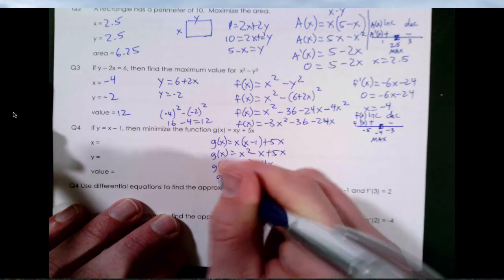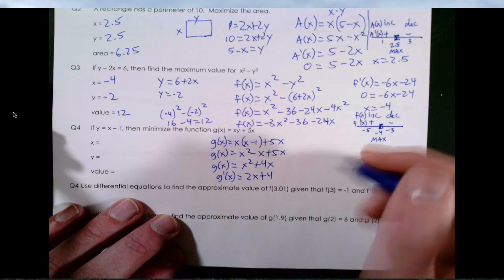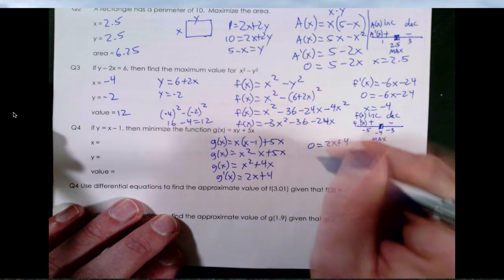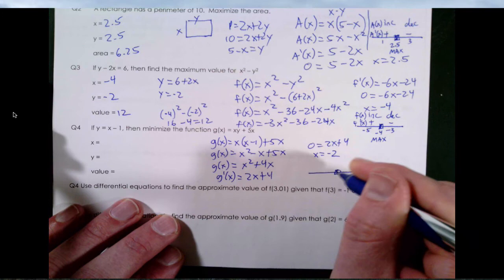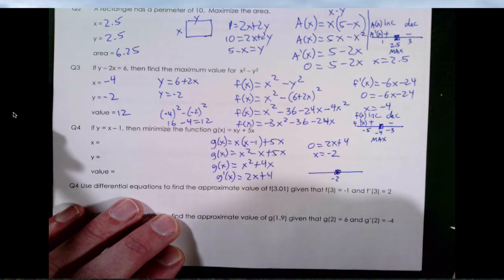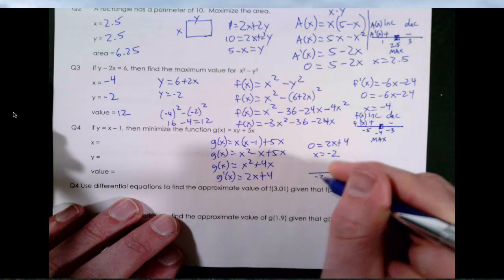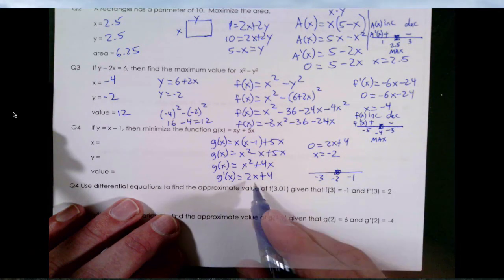The derivative of that then is 2x plus 4. The critical point then is 0 equals 2x plus 4, which means x equals negative 2. Verify that negative 2 is a maximum or minimum. We're looking for a minimum. So let's try negative 3 and negative 1. Negative 3 going into the derivative creates a negative.